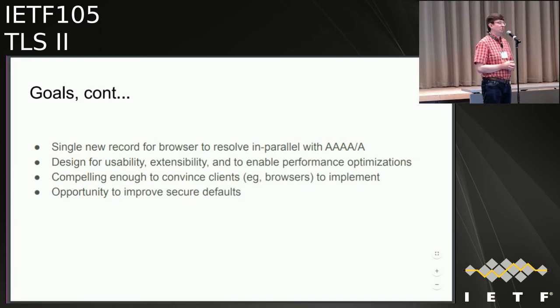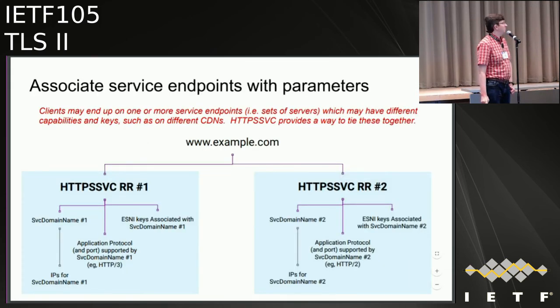And I think another goal is to look at whether there is a way, especially as clients start using DoH or other things, to have more secure defaults we can move to, to help close out some of these insecure-by-default, straight-to-HTTP-and-then-upgrade style use cases. Next slide. So the general approach here, you can look at it as being somewhat similar to extensible SRV.